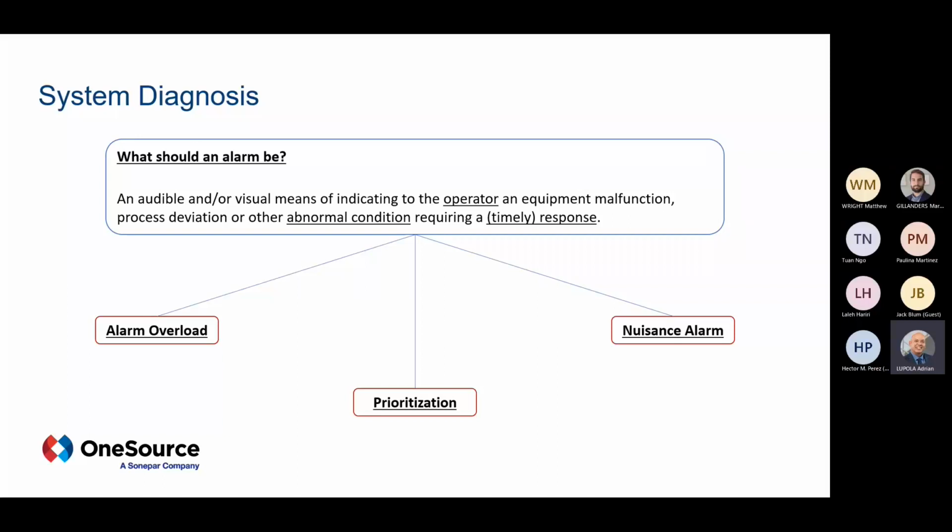And the next is nuisance alarms. This is not to be confused with false alarms. These types of alarms represent about 90% of the alarms that are out there, and they do not require any type of emergency response.